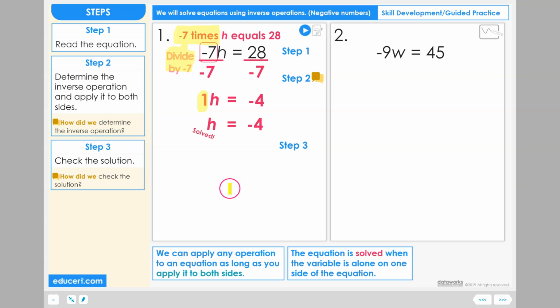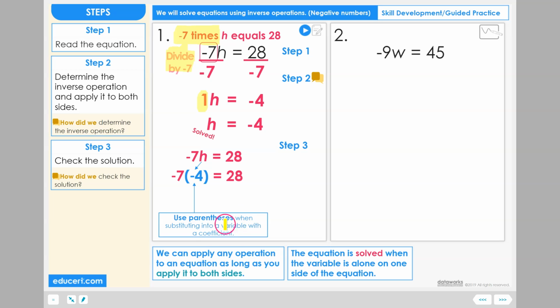So we are going to take our original equation, -7h equals 28, and we're going to replace the variable h with the value -4. Remember to use parentheses when substituting into a variable with a coefficient. -7 is the coefficient times the variable h. So now we have the computation -7 times -4.